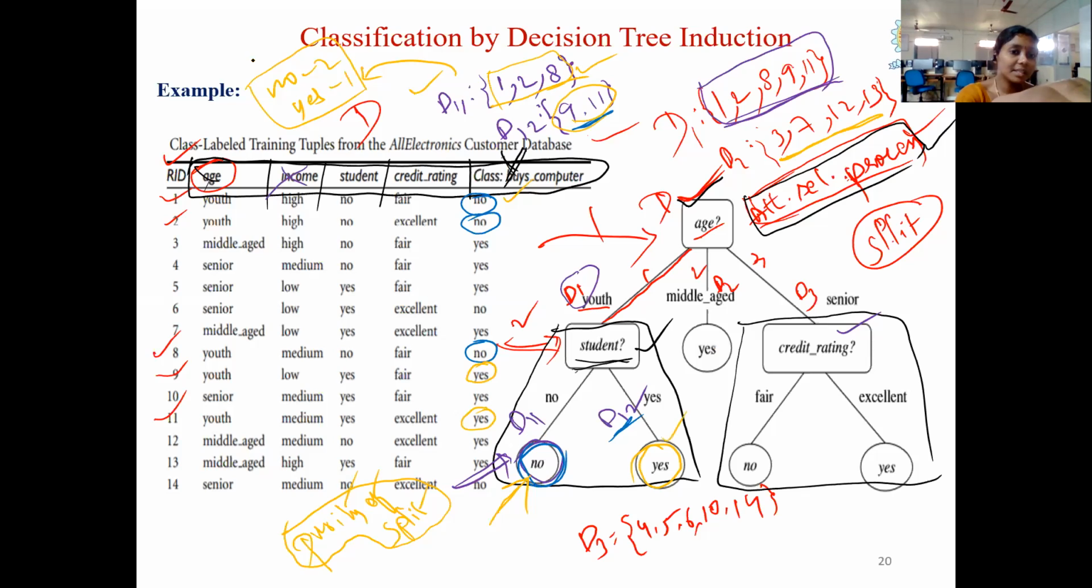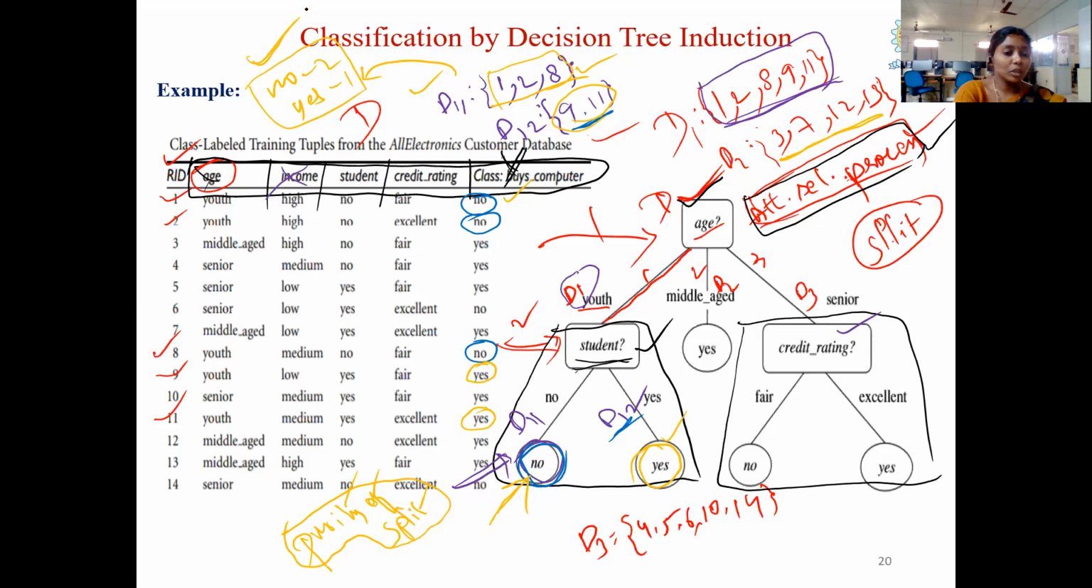If you consider this example, what is this example? If the majority of the elements of the partition belong to one class and one or more elements belong to another class, then that is actually an impure partition.